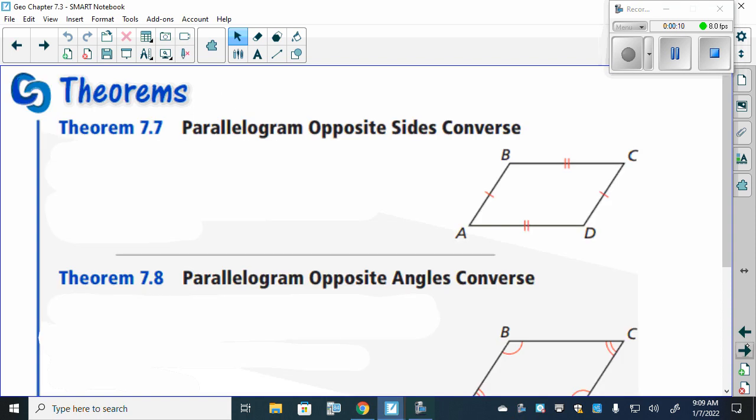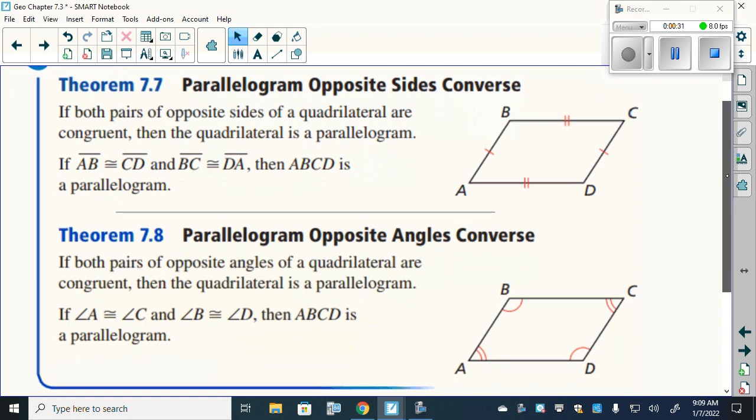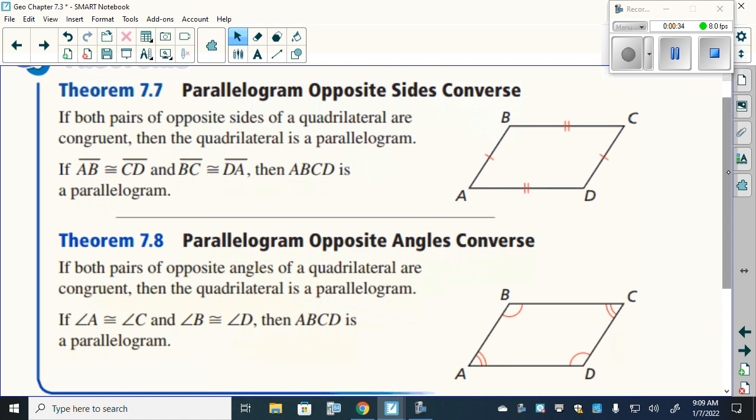So what we're looking at today is the converse of the parallelogram theorem, and some of the theorems we looked at yesterday. The first one is the parallelogram opposite side converse: if both pairs of opposite sides of a quadrilateral are congruent, then the quadrilateral is a parallelogram. And if both pairs of opposite angles of a quadrilateral are congruent, then it is a parallelogram, which is the converse of what we talked about yesterday.